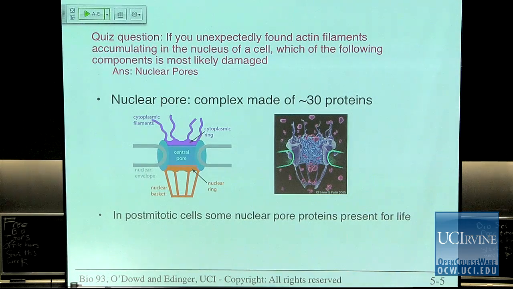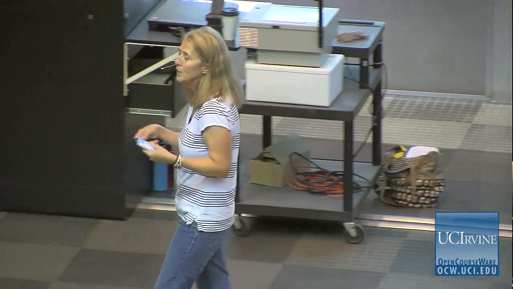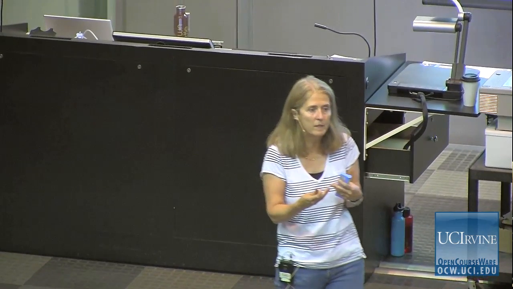Okay, one of your quiz questions that many people got wrong was, if you unexpectedly found actin filaments accumulating in the nucleus of a cell, which of the following components is most likely to be damaged? And the answer was nuclear pores, and that's because actin filaments are generally found out in the cytoplasm, and if they end up inside the nucleus, that means that the gatekeeping function of these pores is not very effective, and that's a possible explanation. And none of the other explanations that you were given as possible answer choices were true.